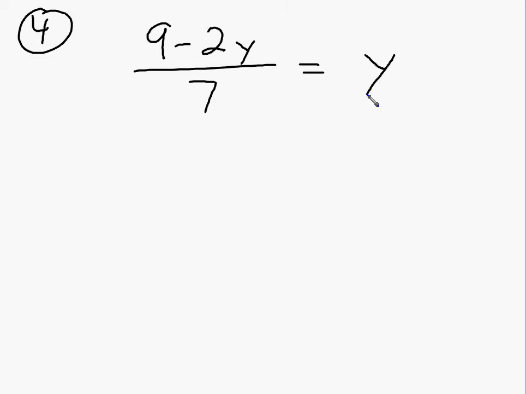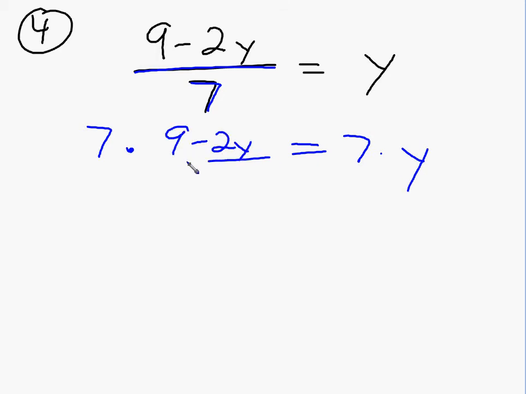But the good news is we've already seen problems like this, and what we want to do is get rid of this ugly fraction and take that 7 over. So the opposite of dividing by this 7 is multiplying. So let's multiply 7 times both sides: 7 times (9 minus 2y over 7), and 7 times y. We're going to multiply both sides by 7.